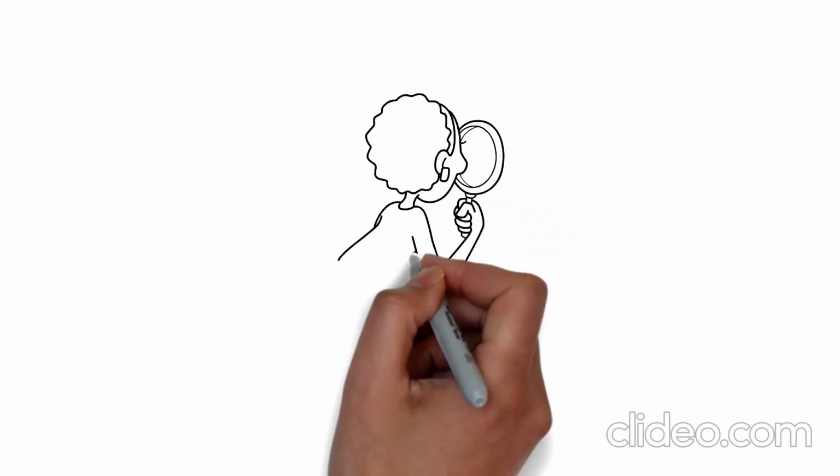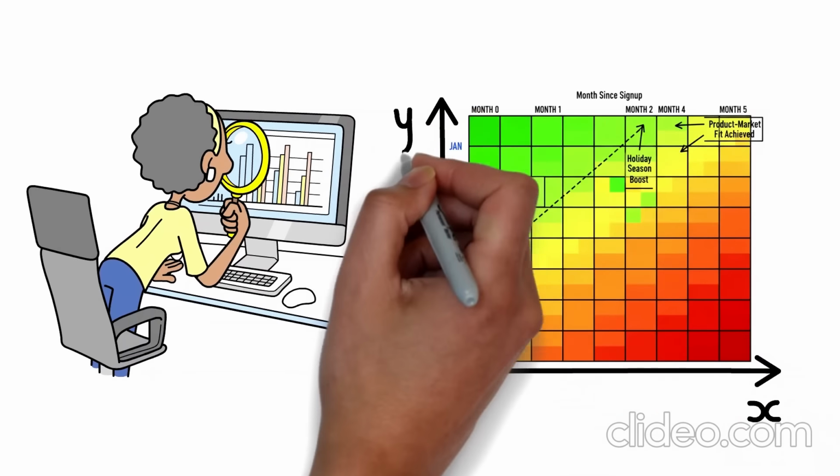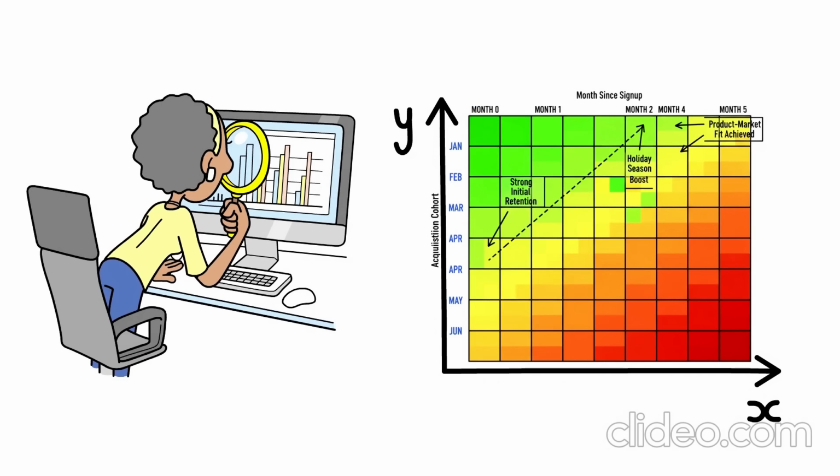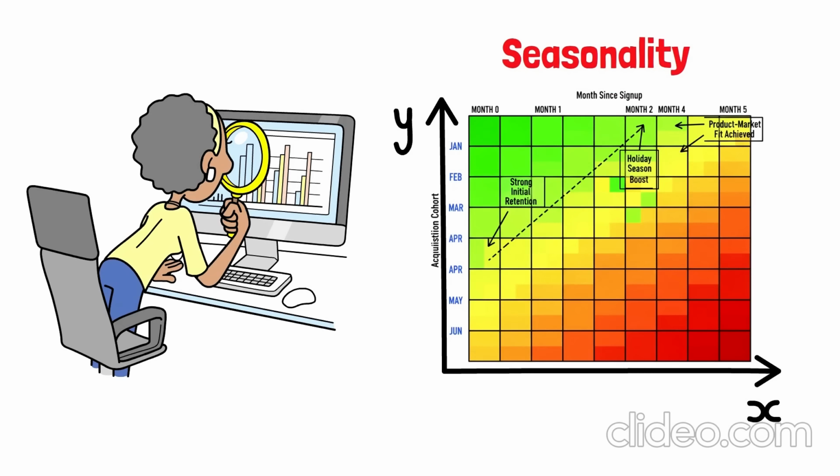Once you have your chart, the magic is in reading the patterns. Look at the diagonals. They show you how different cohorts behave at the same point in their life cycle. You can spot seasonality, like a dip in retention for cohorts acquired during the holidays. A strong, stable retention rate across cohorts is a great signal of product-market fit.